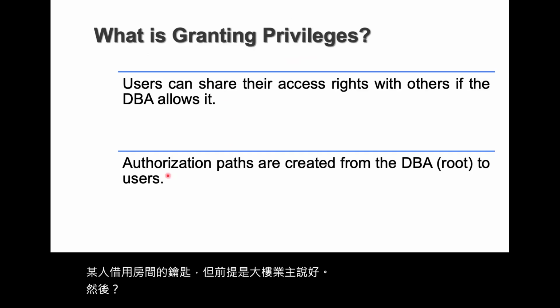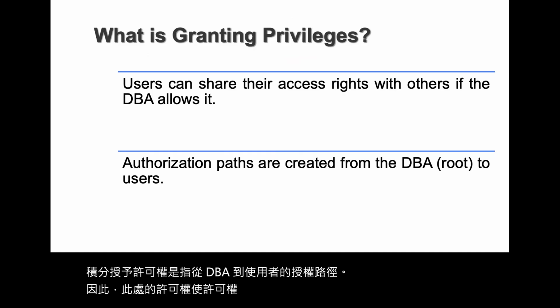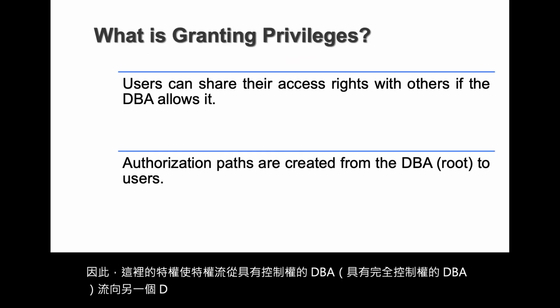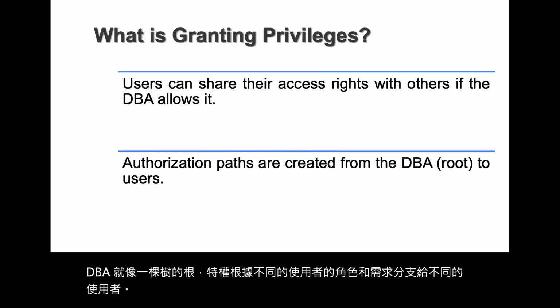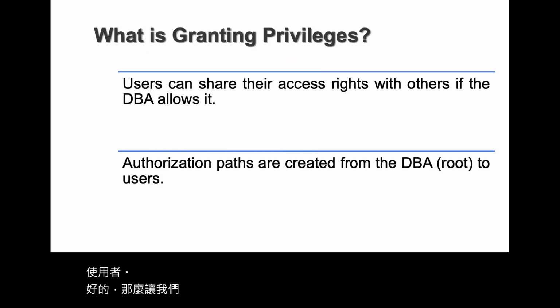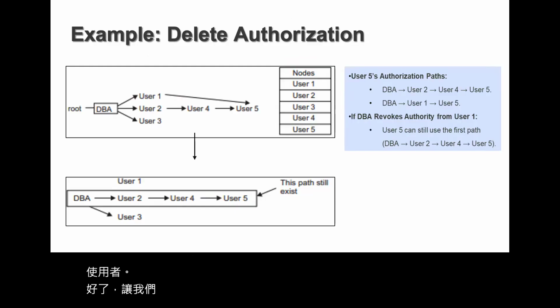Granting privilege means that the authorization paths are created from the DBA to the users. So the privilege here means the privilege flows from the DBA, who has full control, down to the other users. And the DBA is like the root of a tree, and the privileges branch out to different users based on their roles or needs. Okay, so let's check what granting privilege is using a picture for a better understanding.